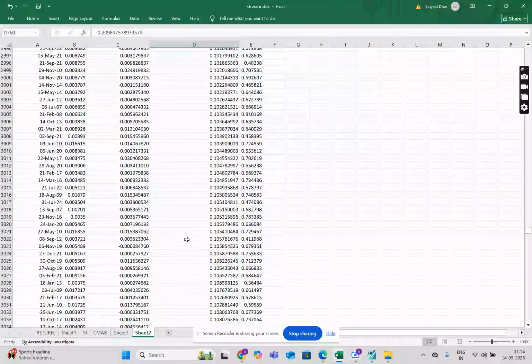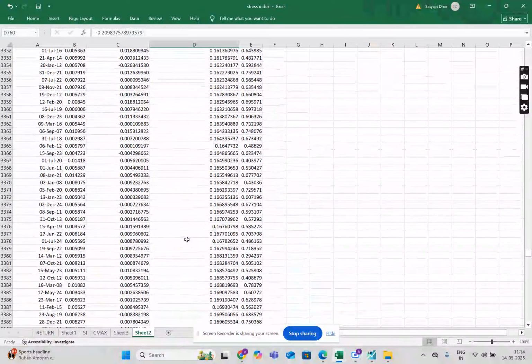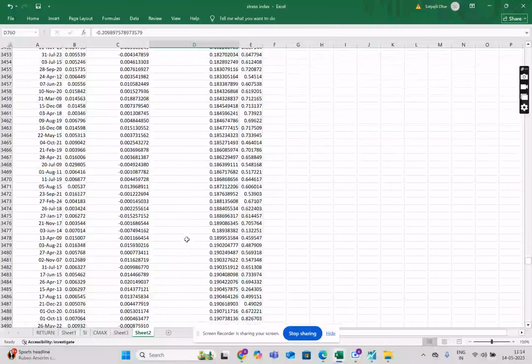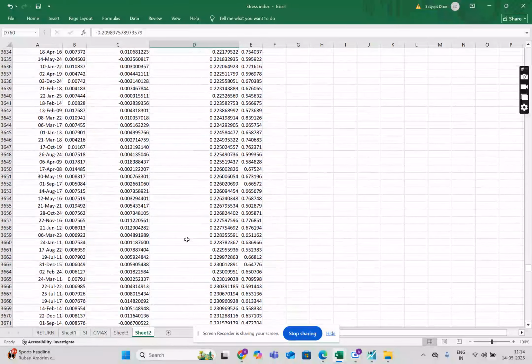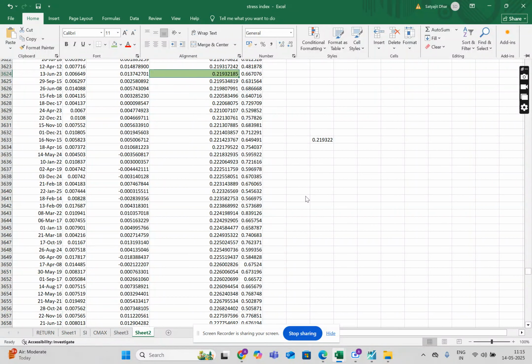It should be somewhere here, I think. Yes. So what was the value? I think it is this value. Okay, 0.2193218, right? So 0.2193218. Yeah, it is this value then. So let me color it fast.